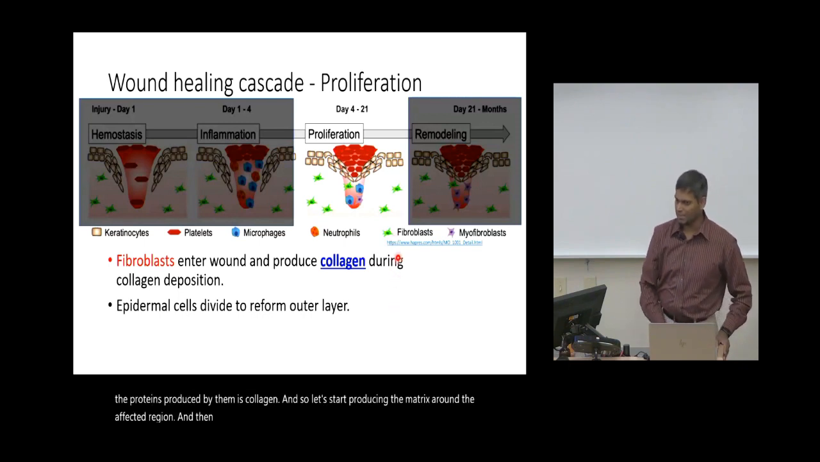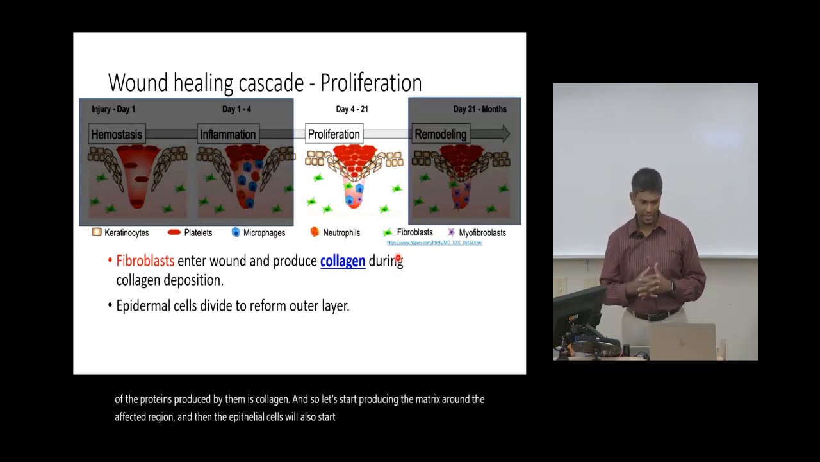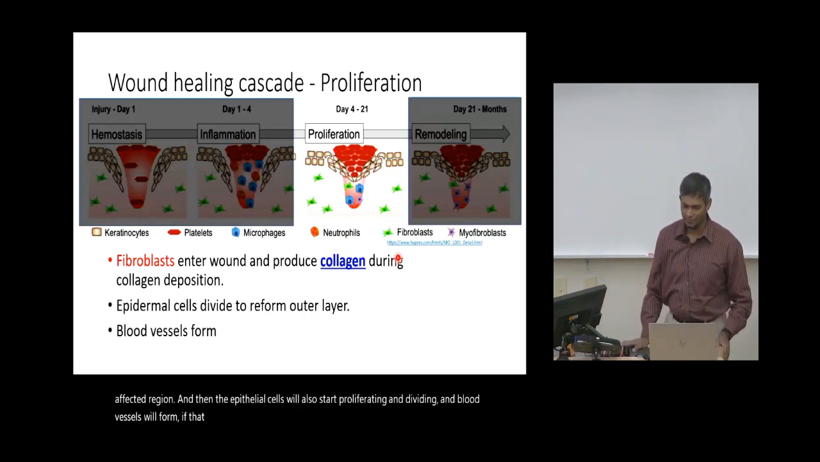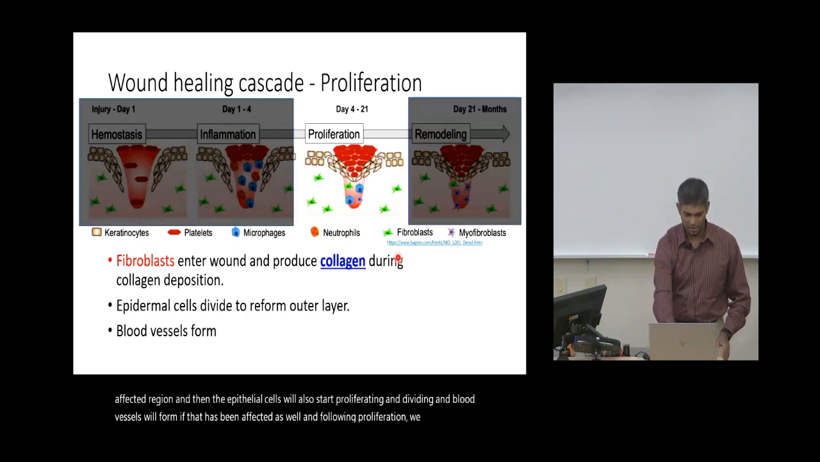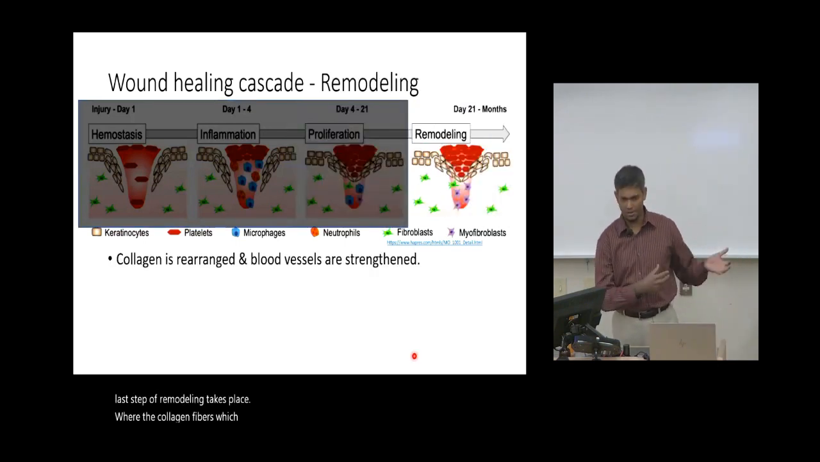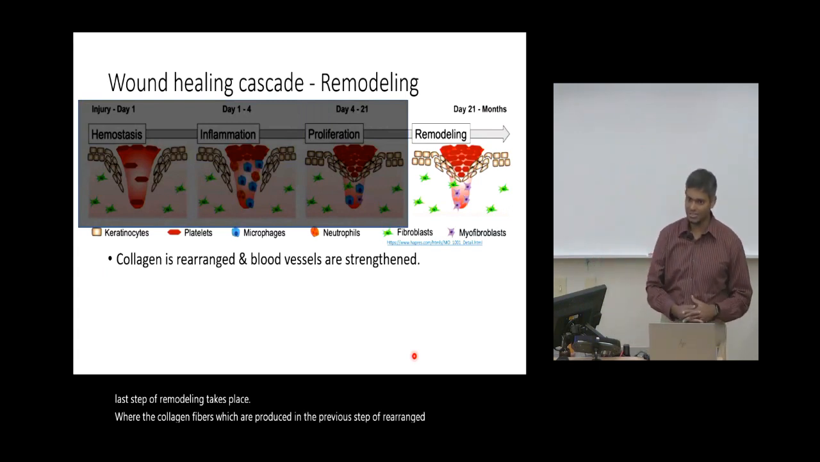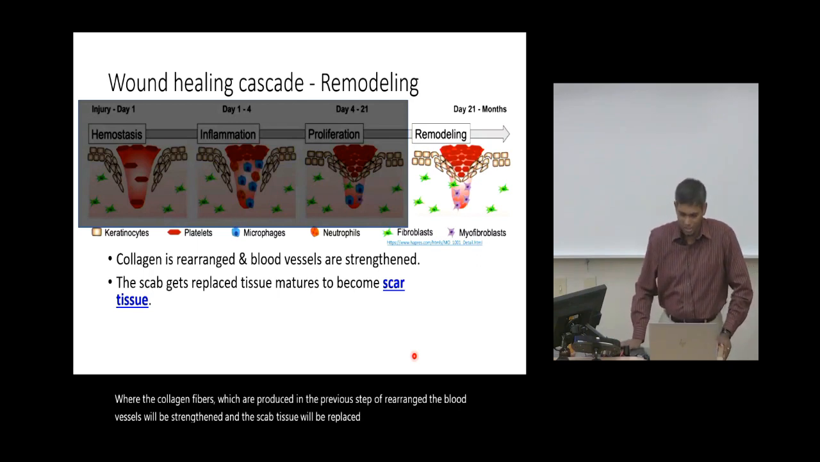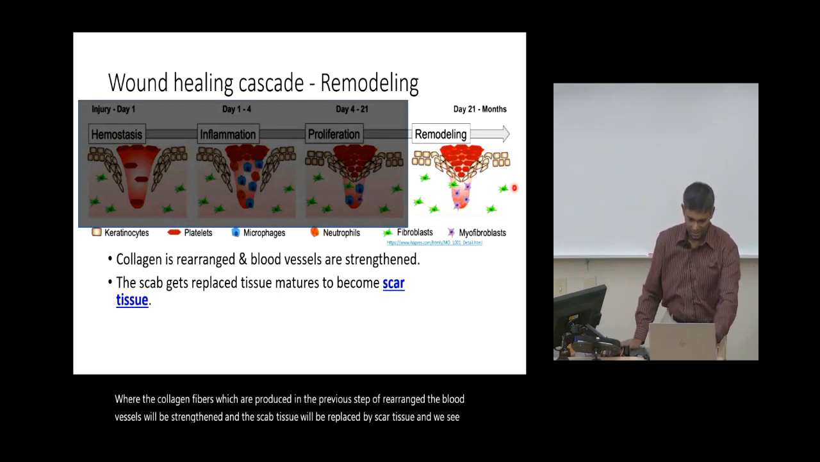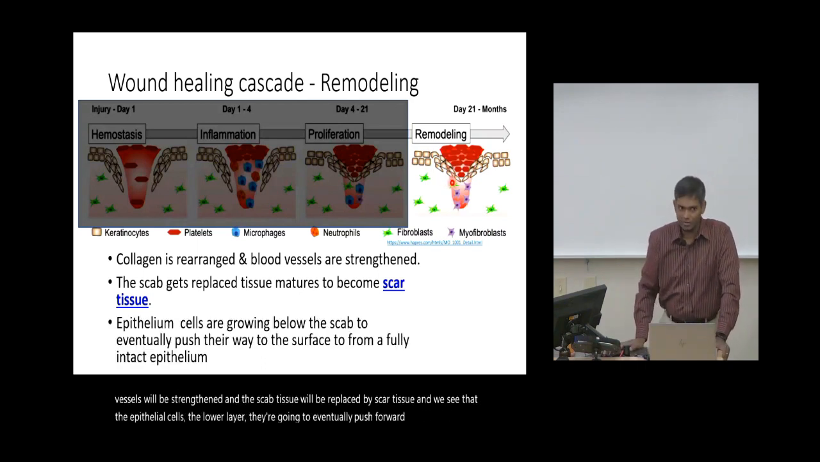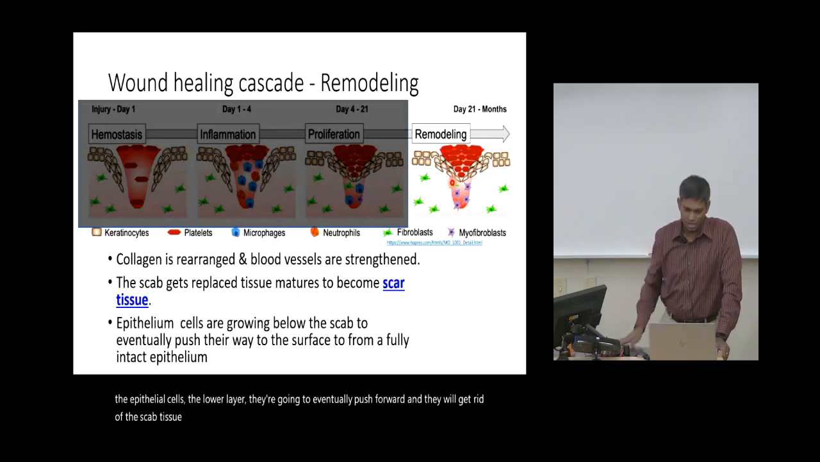Then the epithelial cells will also start proliferating and dividing, and blood vessels will form if they have been affected as well. Following proliferation, the last step of remodeling takes place, where the collagen fibers which were produced in the previous step are rearranged, the blood vessels are strengthened, and the scab tissue is replaced by scar tissue. The epithelial cells of the lower layer eventually push forward and get rid of the scab tissue, and the scar tissue remains there.